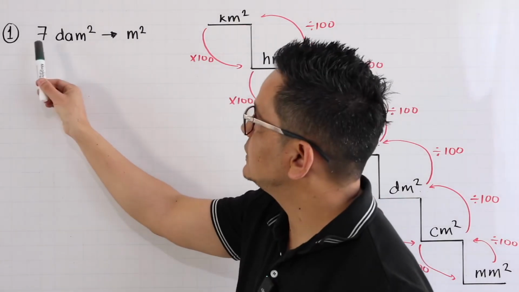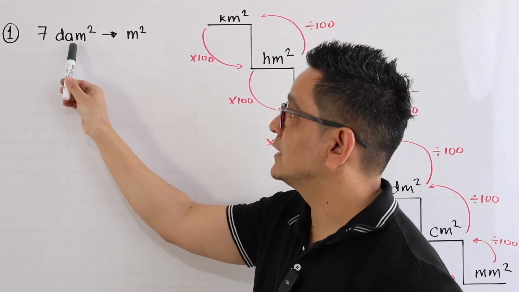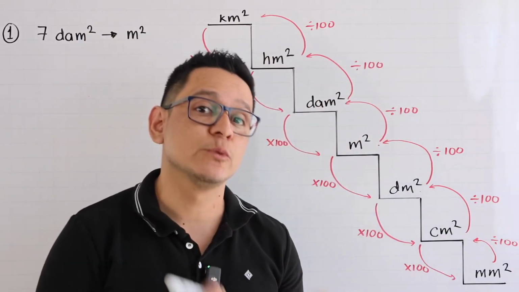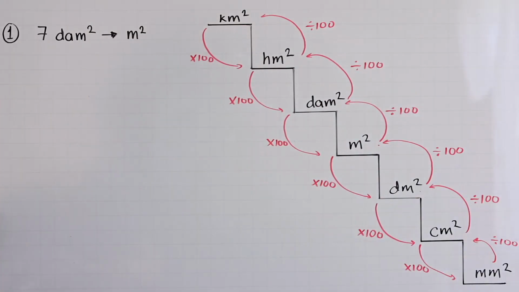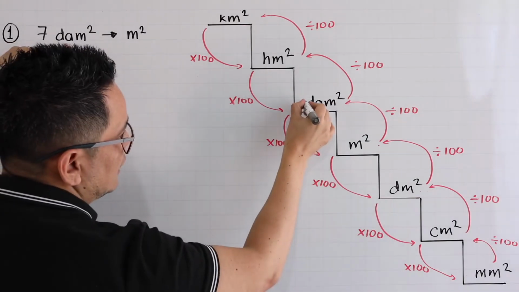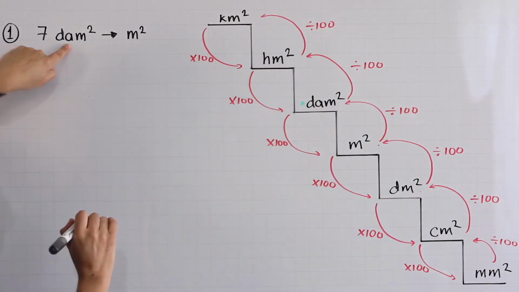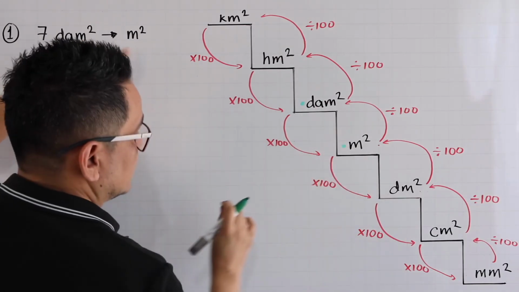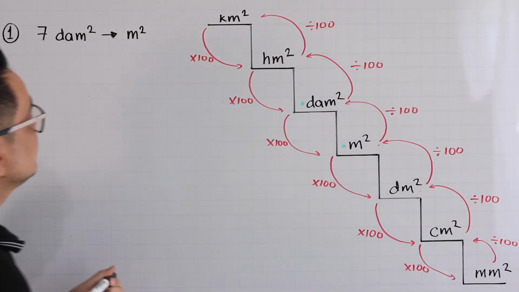In the first exercise, we're going to convert 7 square decameters. The first thing we have to do is locate the units. In this case then, we're going to look for the square decameters. And let me put a green mark on it so we don't forget. And over here, we have the square meters. So here they are. Ready? Now, what do we have to do?